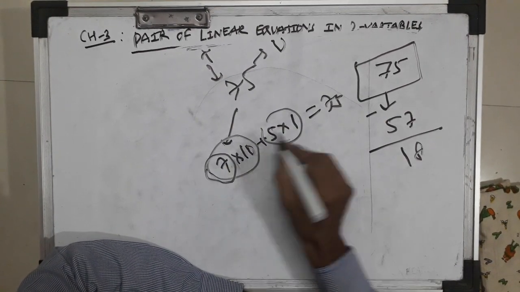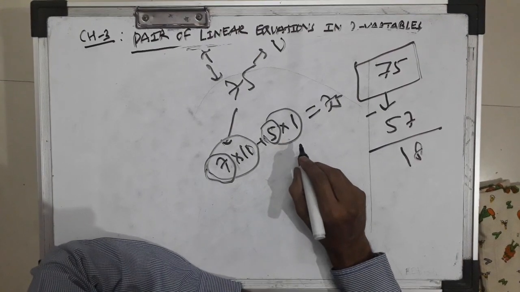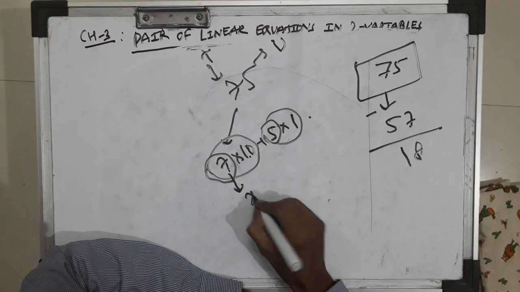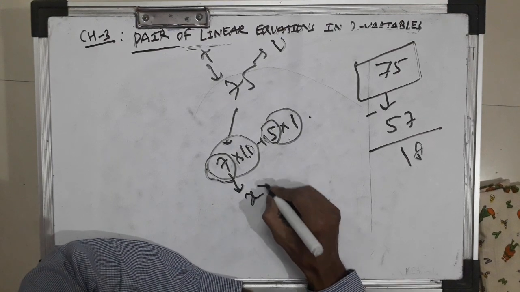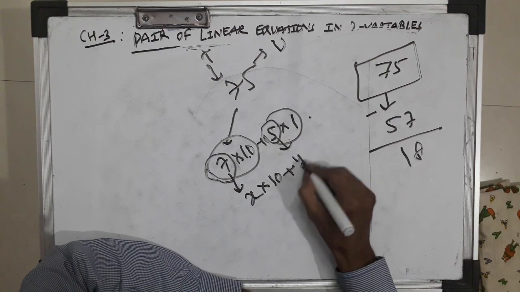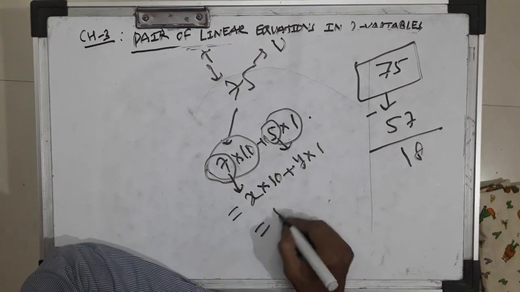Now we don't know the digit at tens place and we don't know the digit at units place. That's why we are considering the digit at units place as, suppose, X, right, into 10. The digit at tens place is Y into 1. This is the 10X plus Y.